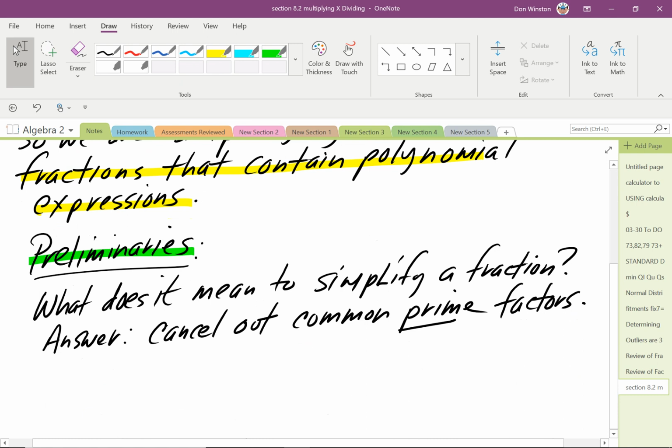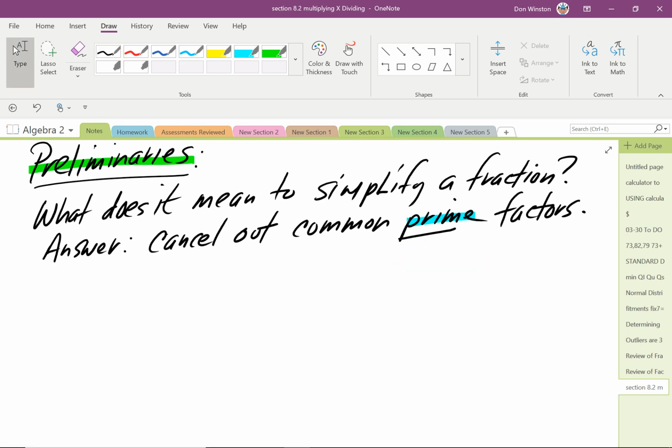What does it mean to simplify a fraction? There's a question, what does it mean to simplify a fraction? Well, the answer, and you've probably never thought of it like this, but it means that you want to cancel out the common prime factors. Anytime you simplify a fraction, that's what you're attempting to do. So let me give an example here.